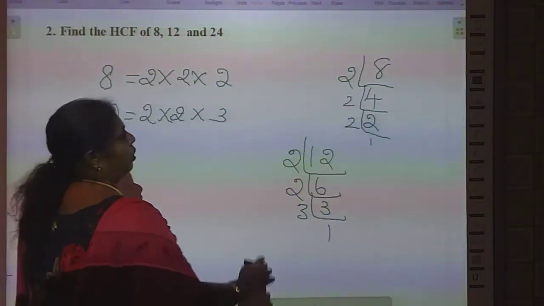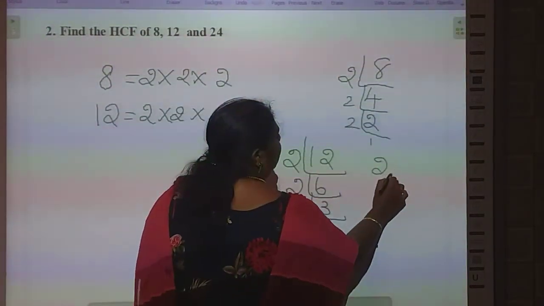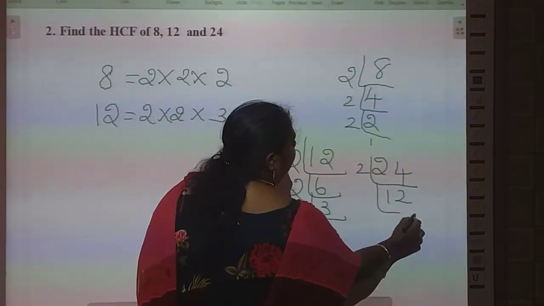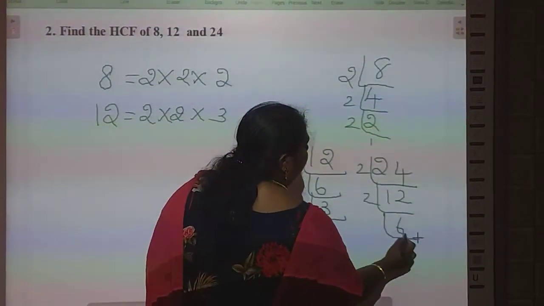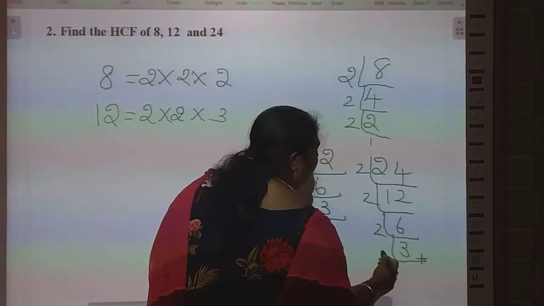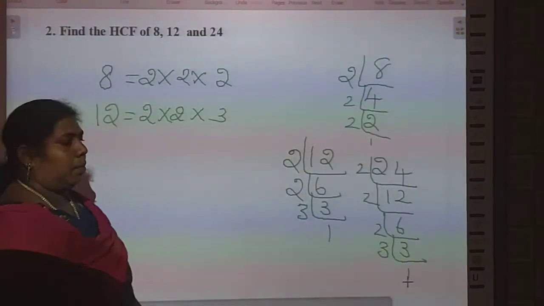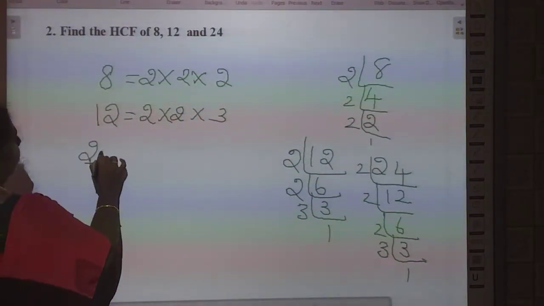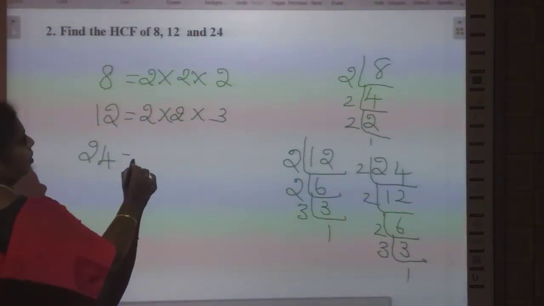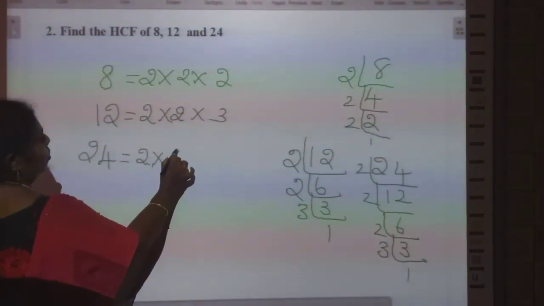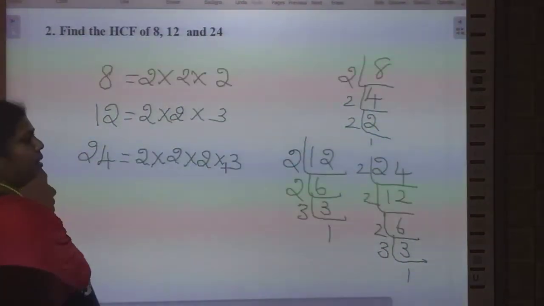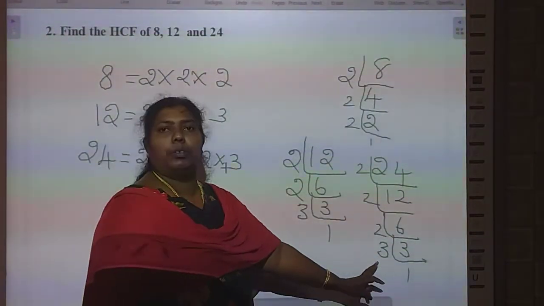Next, 24. Here 3 numbers are given. Okay. 24, second table, 12 times. Again second table, 6 times. Again second table, 3 times. Then third table, 1 time. Right? So the factors of 24 are 2 into 2 into 2 into 3.